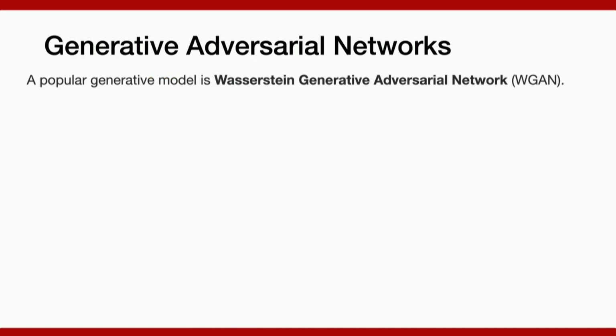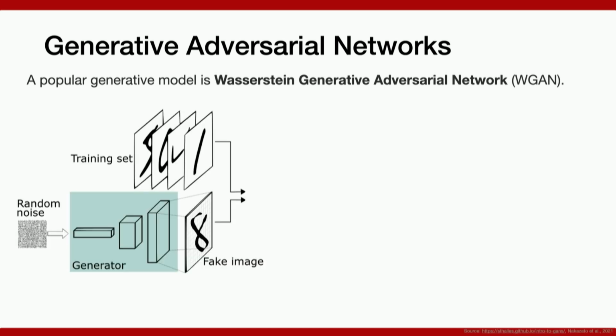A very popular family of generative models is called the Wasserstein Generative Adversarial Network, which we will abbreviate as Wasserstein-GANs henceforth. So Wasserstein-GANs consist of a generator network and a discriminator network, and they're trained in a dynamic fashion. The generator network takes as input a low-dimensional random noise vector, usually sampled from the Gaussian distribution. It pushes the random noise through a sequence of network layers and then outputs a fake batch of samples.